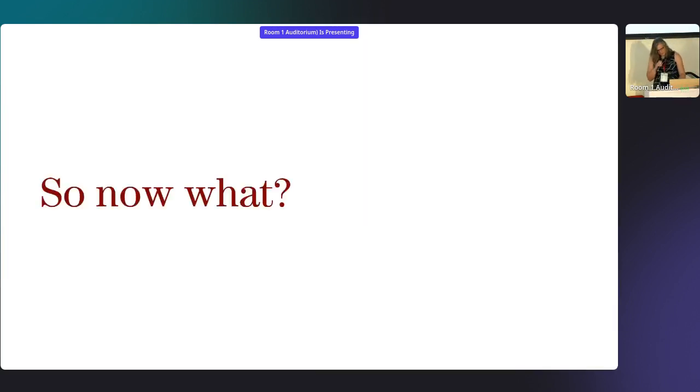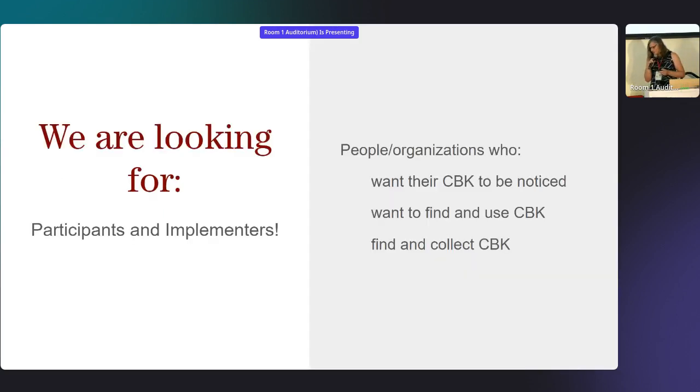Okay, so this is where we stop talking about what we've done and this turns into a recruiting event. We are looking for people to help us. Right now we've got a number of people from academia. We've got some people from the consulting space, but we really want to get pharma involved in this. We really want people who are developing EHR systems, developing knowledge graphs, developing knowledge resources in general, people who want their computable knowledge to be noticed, people who want to find and use that knowledge. Sometimes it's the same person. And people who want to find and collect CBK.